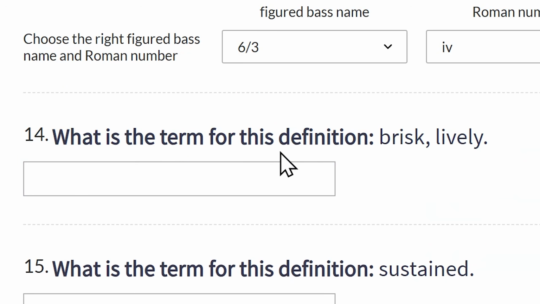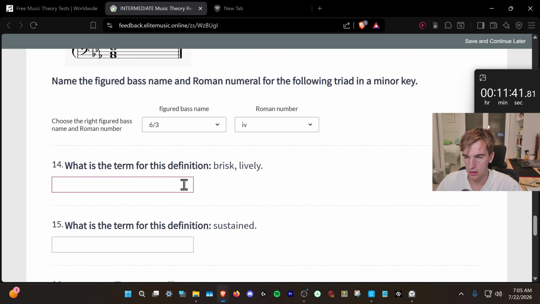Boom. What is the term for this definition? Brisk, lively. Oh my gosh, now I have to know an exact one. Brisk, lively. Allegro, no? Ah, vivace. Vivace is lively.